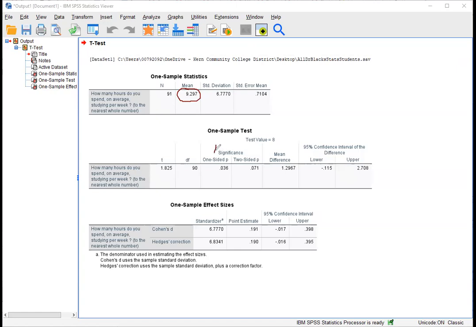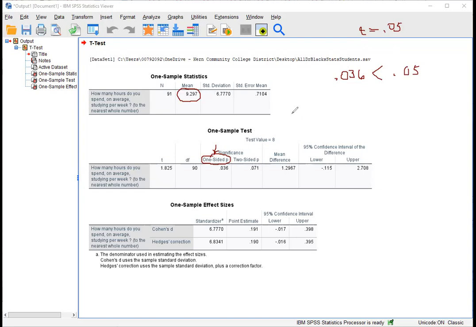Right here, we have it in SPSS where it says significance. We look at our one-sided p-value. So we are using, I forgot to specify this, an alpha value. If our alpha value is 0.05, then we reject the null hypothesis if p is less than 0.05. So our p-value is 0.036, which is less than 0.05. So we can reject the null hypothesis and conclude that BC students study more than 8 hours a week.